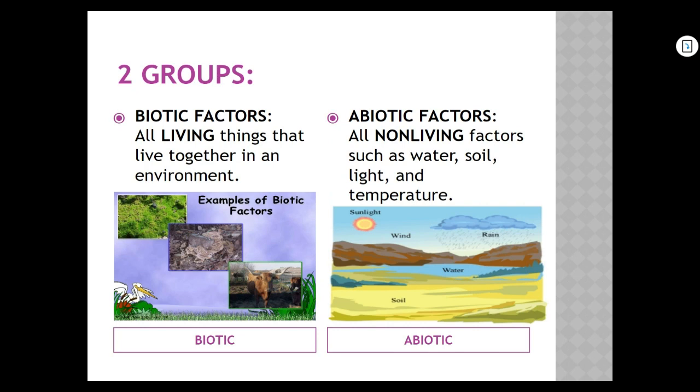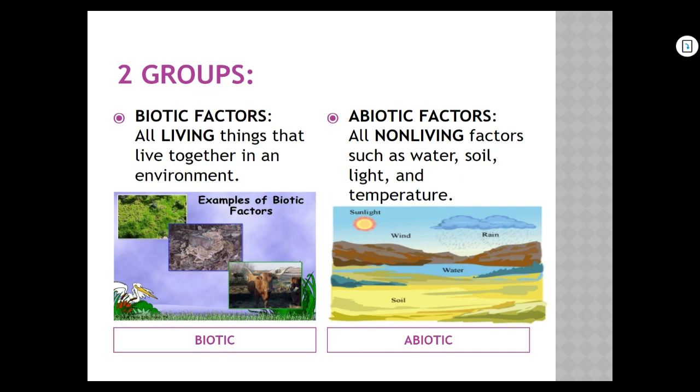So the thing that I mentioned is when we're learning about living things, you need to know a little bit about the non-living things, right? So right here, they're broken up into two groups. Whenever you see the word bio, y'all, the word bio means life, right? So whenever you see that, it's safe to say that it has to do with something that is living. So right here, you see a biotic factor in this first group. All living things that live together in an environment are biotic factors, right?